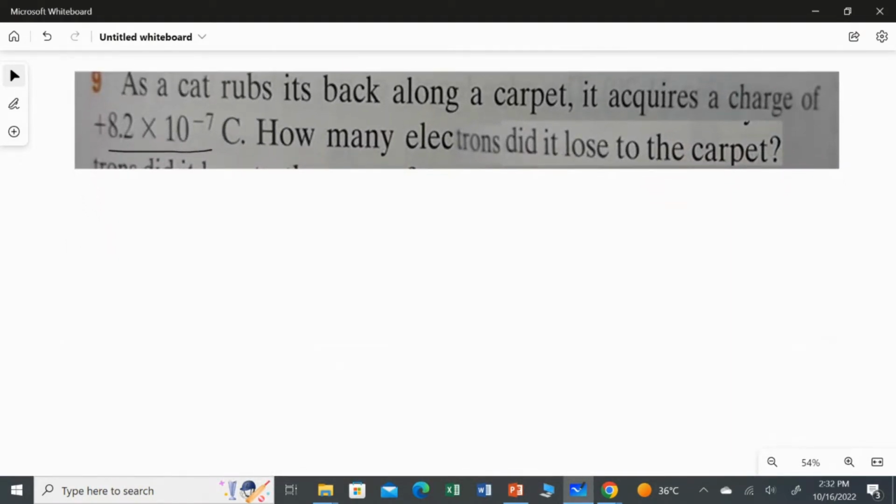First question. As a cat rubs its back along a carpet, it acquires a charge of plus 8.2 multiplied by 10 to the power of minus 7 coulomb. How many electrons did it lose to the carpet? So, what is exactly given in the question? The cat came and rubs its body on the carpet. By that time, what will happen? The cat's body is going to lose the electrons, and the carpet is going to gain the electrons. So what they are asking in the question is how many electrons the cat is losing. That is our question.